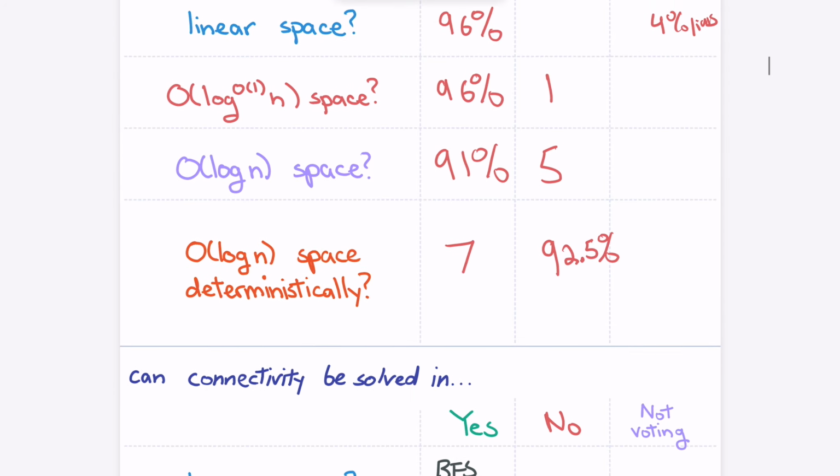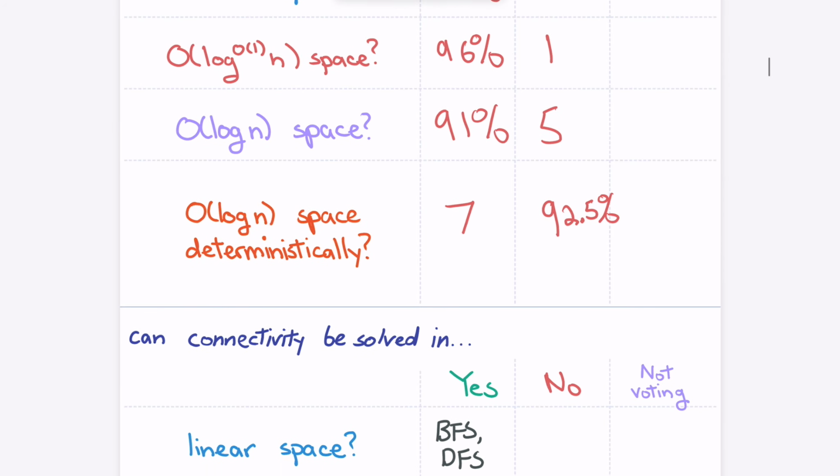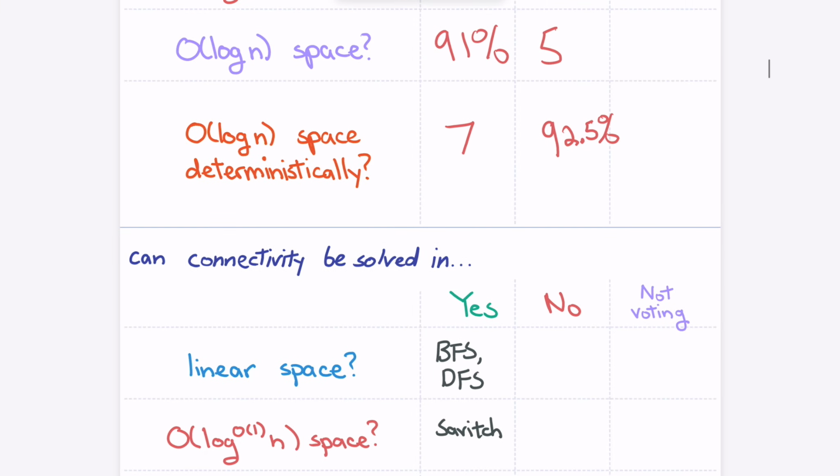So in fact, BFS and DFS are in linear space. Anyone taking complexity or have taken complexity? Did you confront this polylog space question in complexity theory? Do you remember much about it? What do you remember about it? A little. All right, does Savitch's theorem ring a bell?